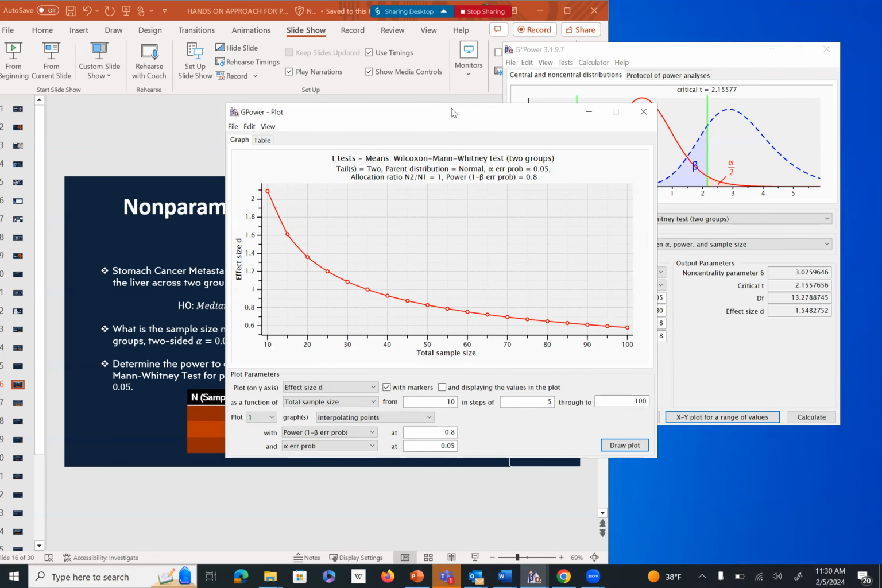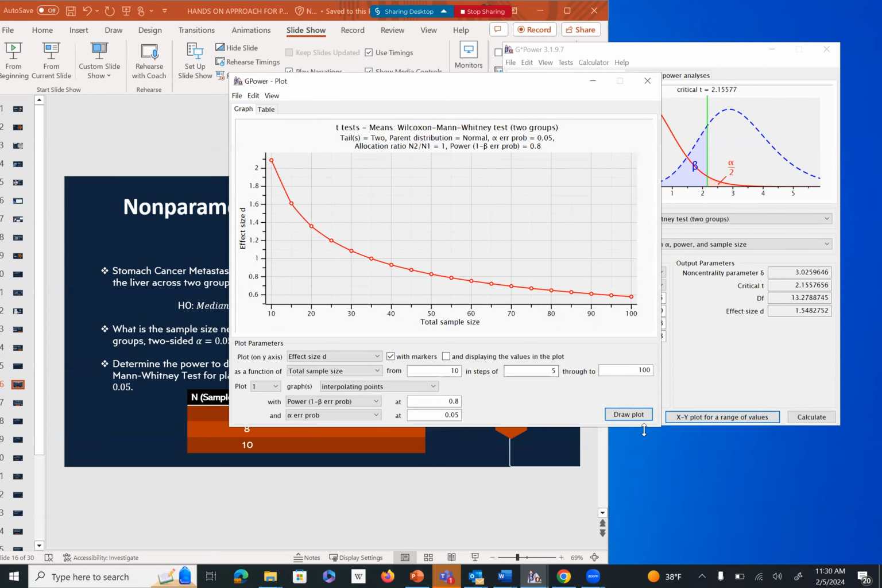So for example, if we assume normal distribution for the parent and we had a larger effect size, we'll have a smaller sample size. And then as your sample size is increasing, your effect size is decreasing. You'll see that because you have a larger sample size, you have more variability in your data, and so there will be a smaller difference that can be seen because of the more variability in your data.